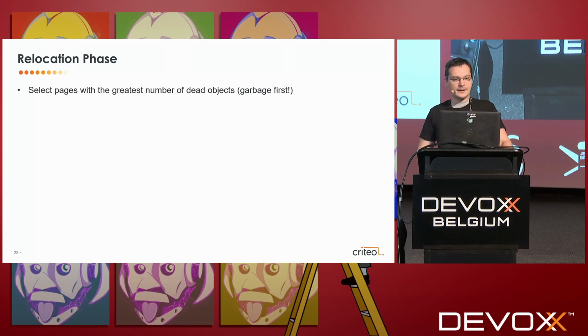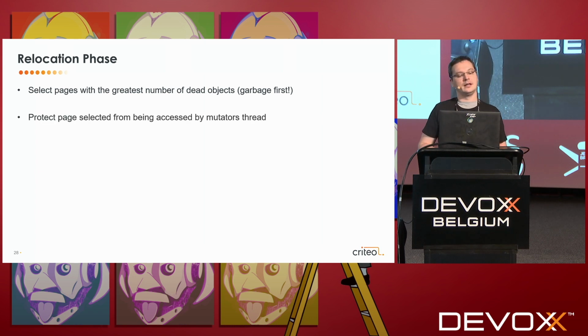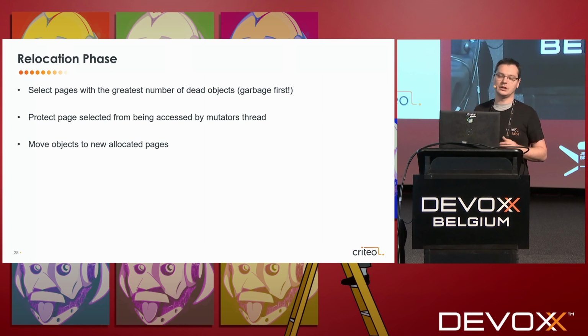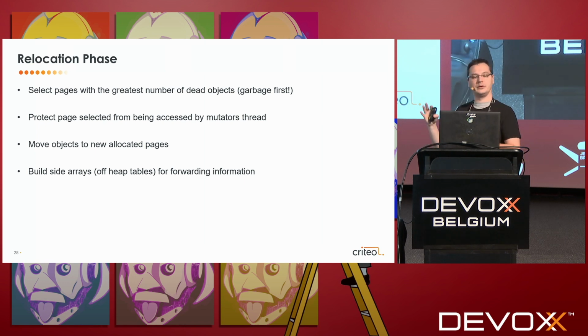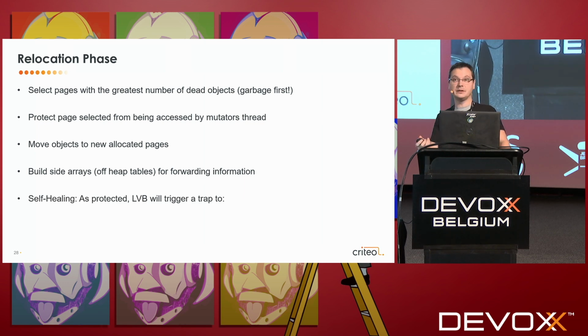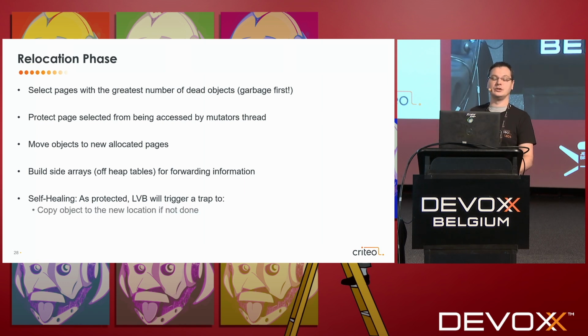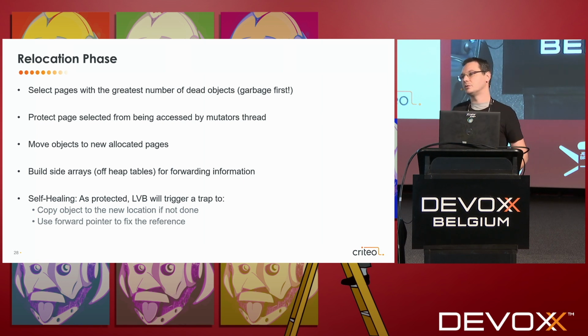For the relocation phase, we select the page with the greatest number of dead objects, like G1 garbage first. And we protect the page that we want to evacuate. The protection is logically from the mutator threads. And we move objects to the newly allocated page. We build a side array outside of the heap with the forwarding information, so we can store where the new objects are located. Again, the self-healing process can trigger when an application thread tries to access those objects. The LVB will be triggered, copy the object to the new location, and correct the reference with the new forwarding pointer.